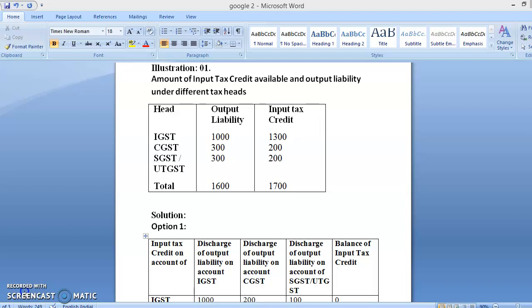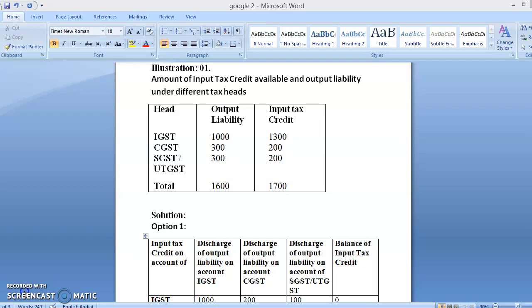First, out of the IGST credit of 1300, you can utilize 1000 rupees to set off IGST liability. So IGST liability is completely paid off. The remaining 300 IGST credit you can utilize either to pay CGST or SGST. Here, out of this 300 IGST credit, I am going to utilize it to pay CGST 200 and SGST 100. So now IGST credit available is completely utilized.